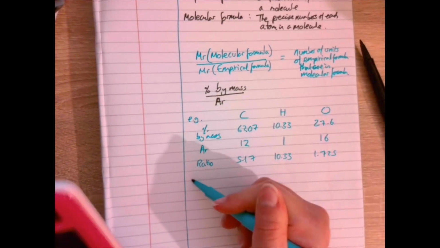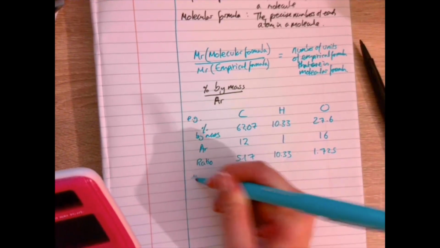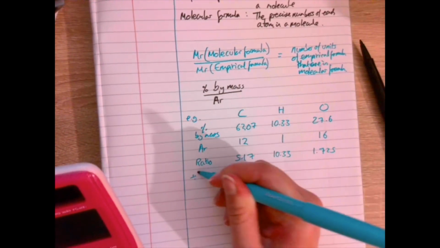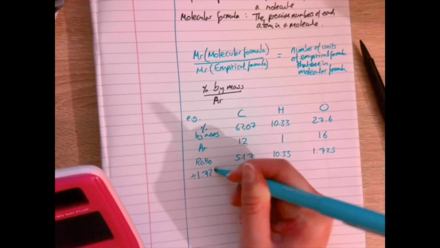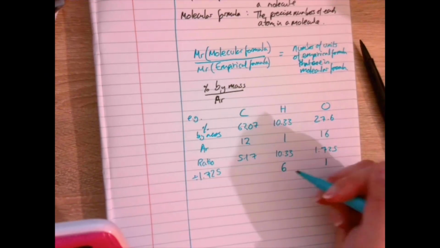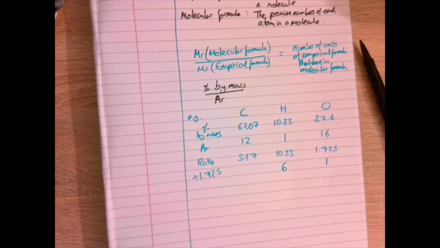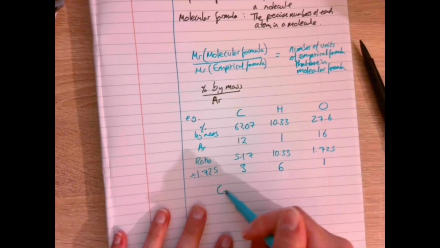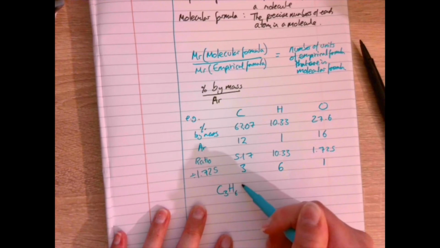So we then want to try and find a whole number ratio, so we're going to divide through by our smallest, so by 1.725, as that gives us 1 for our oxygen, and then 10.33 divided by 1.725 gives us 5.988, which is close enough to 6, and then 5.17 divided by 1.725 gives us 2.99, which is close enough to 3. So our empirical formula here is C3H6O.